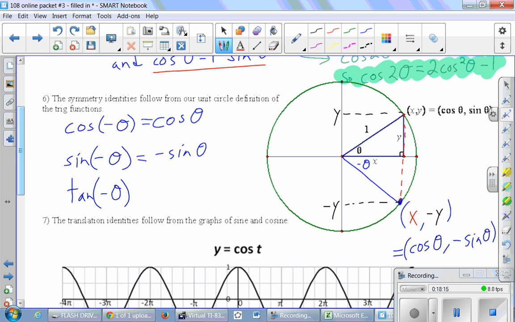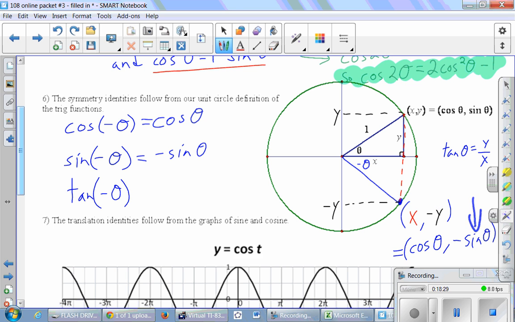And then tangent negative theta, well, we know tangent of some angle is defined to be the y divided by the x. But in this case, the y is actually the negative of what it used to be. So it's just the opposite of whatever we got before. So instead of y over x being sine over cosine, it's now negative sine over cosine, which is just the negative of tangent theta.